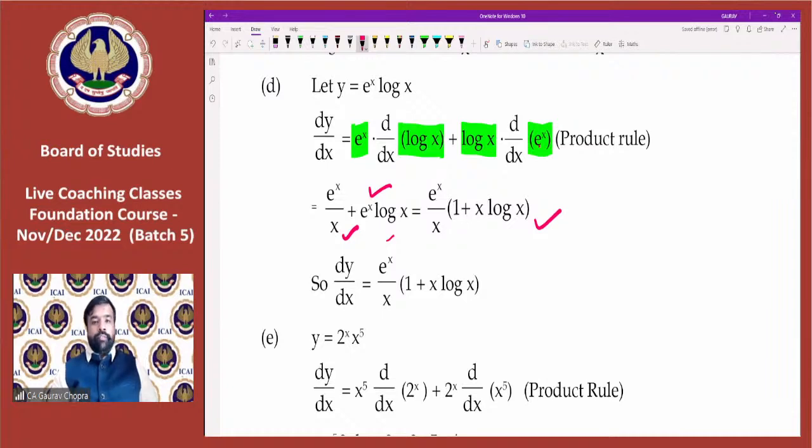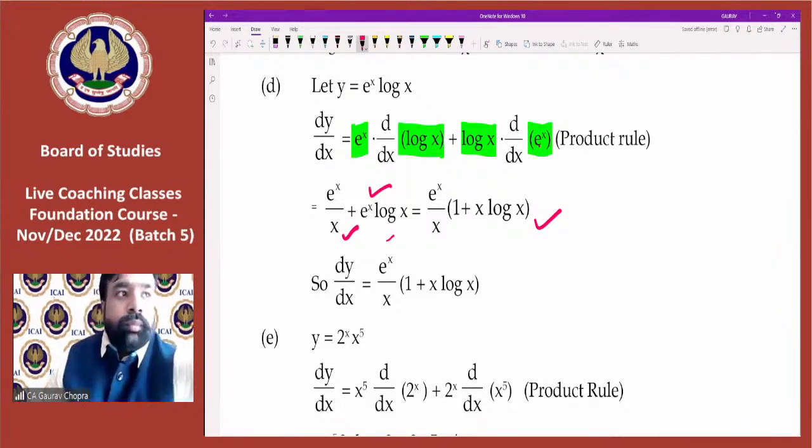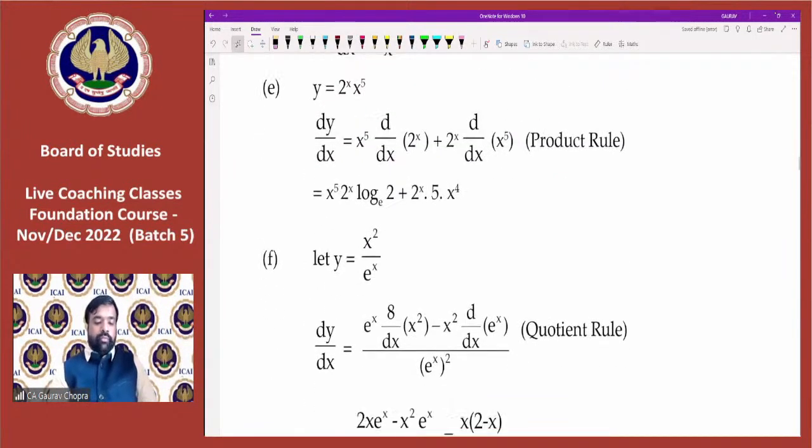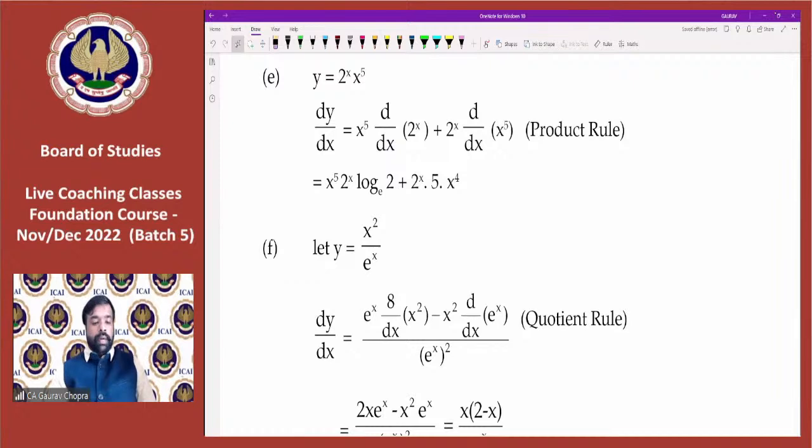So e to the power of x divided by x multiplied by 1 plus x log x. So this is the final answer. Okay. So let us try one more question, that is E part.